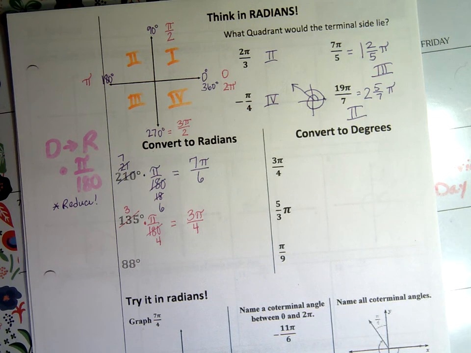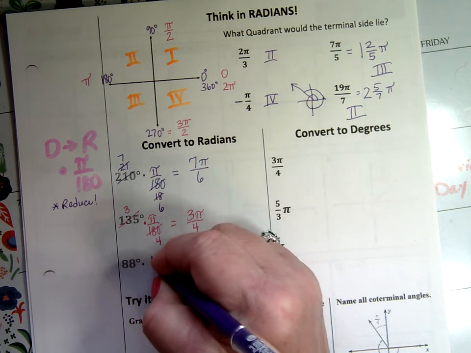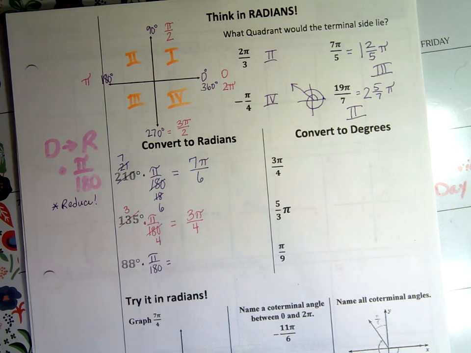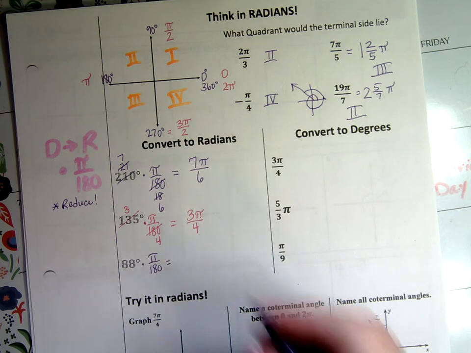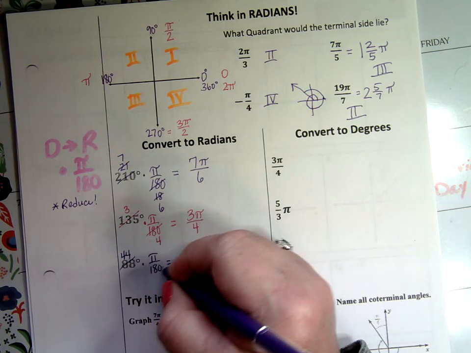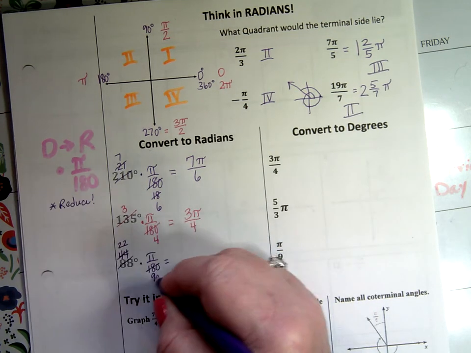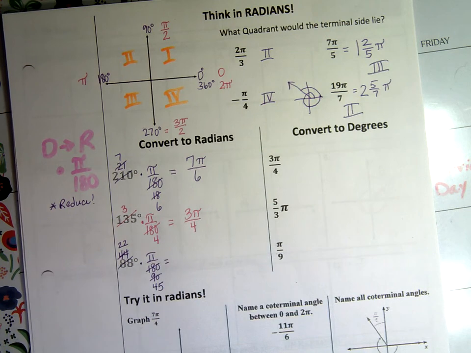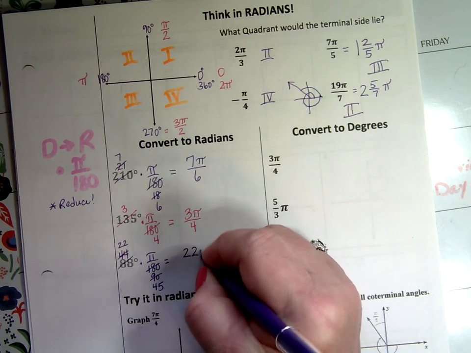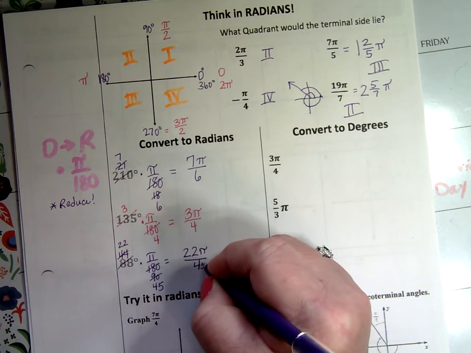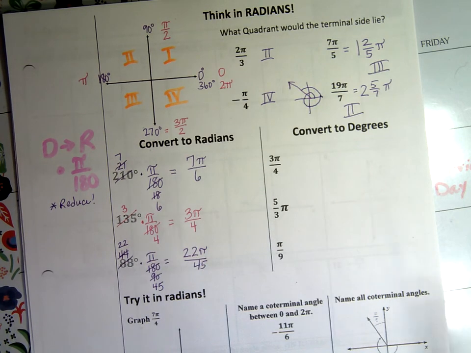All right, 88. Multiply it by pi over 180 and reduce. This one, I don't know. What goes into 88 and 180? Let's just go with 2. 2 puts me at 44 and 90. I can divide by 2 again. 44 divided by 2 is 22. 90 divided by 2 is 45. And I don't think they have anything in common. 22 and 45, there is nothing I can reduce with those. So 22 pi over 45. You can get some funky answers too. That's converting from degrees to radians.